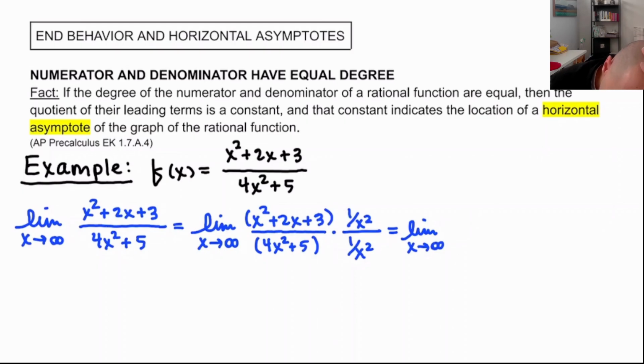okay, I'm distributing the 1 over x², that would be 1. 2x over x², that's like 2 over x. And 3 over x², divided by, okay, 4x² divided by x² would be 4. And then 5 divided by x², well, that's 5 over x².